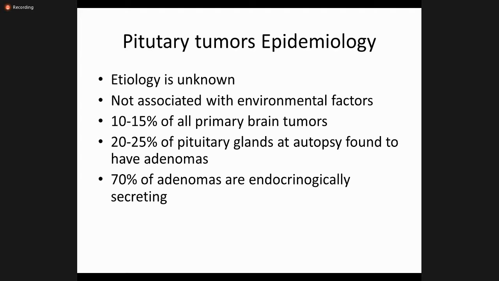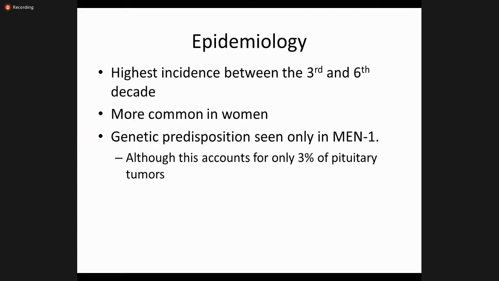70% of adenomas have endocrinological secretion. That is, 70% of adenomas are functional or secretory adenomas. The incidence of pituitary adenomas is in the third to sixth decade, most common in women, and sometimes genetic predisposition is also there in multiple endocrine neoplasia 1. 3% of the tumors are associated with this disease.